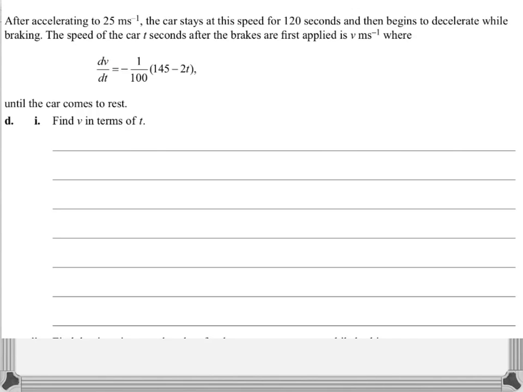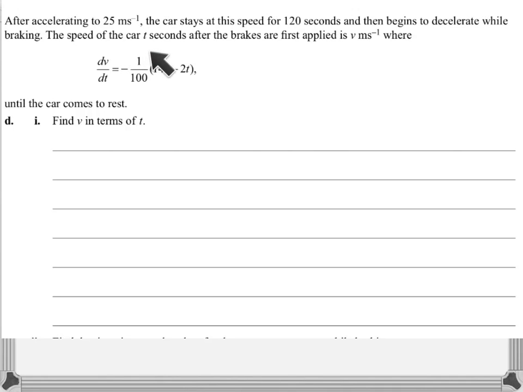Next bit. After accelerating to 25 meters per second, the car stays at this speed for 120 seconds. So there's a bit of distance covered there. It then begins to decelerate while braking. This is another part of the journey. See how this is a small t compared to the previous question, where it was a capital T. Think of them as two different periods of time.